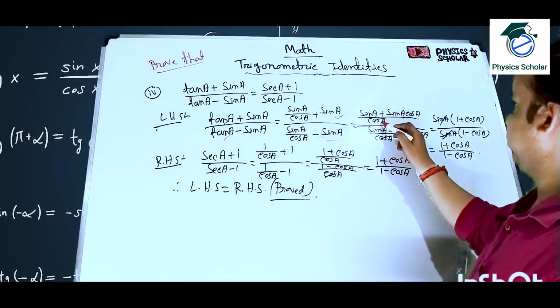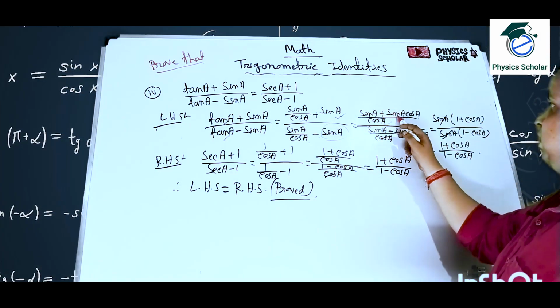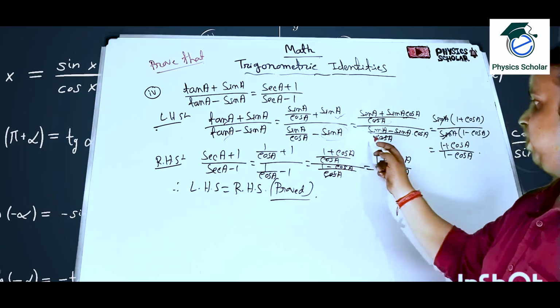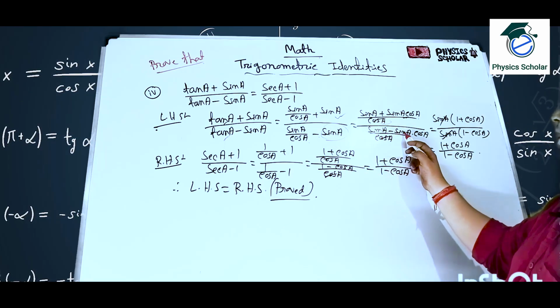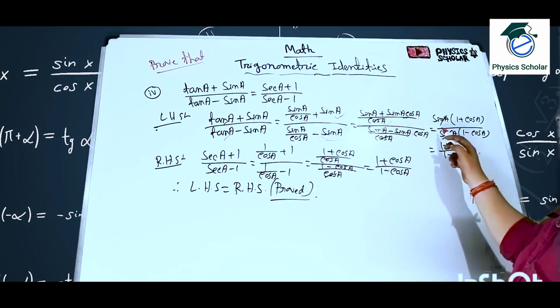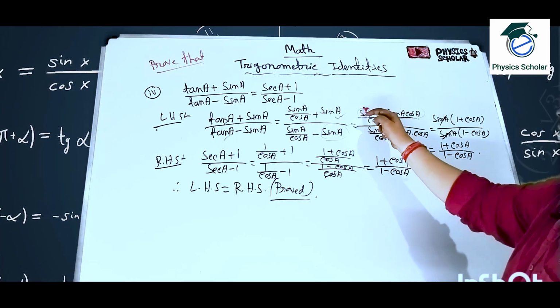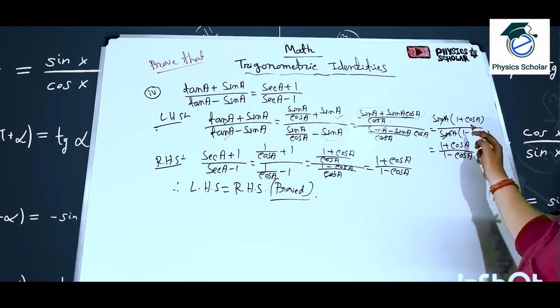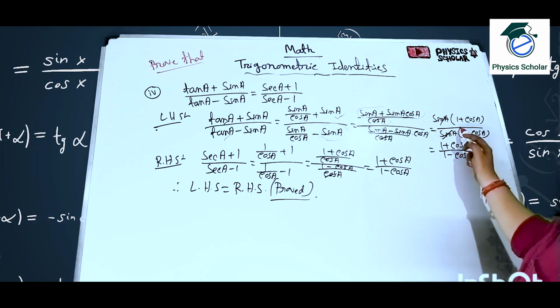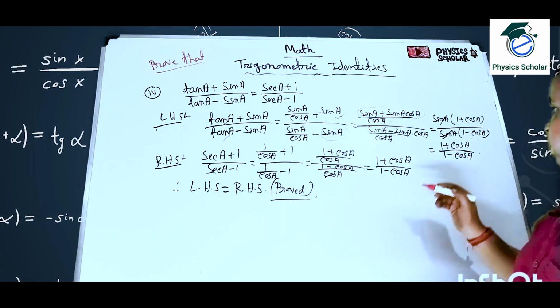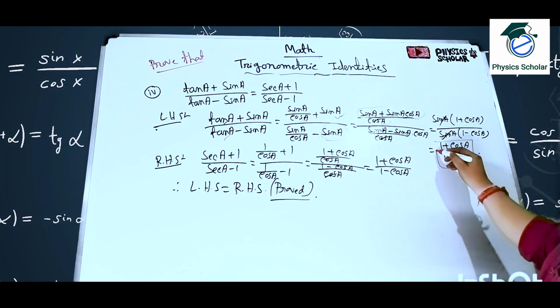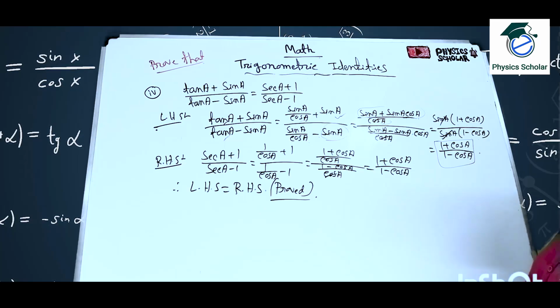Now from here cos A will be the LCM. So sin A plus sin A cos A divided by cos A. From here cos A will be the LCM. So sin A minus sin A into cos A. So cos A will be cancelled. So from here again we are taking sin A common. So that means sin A into 1 plus cos A divided by sin A into 1 minus cos A. Sin A will be cancelled. So what is coming? 1 plus cos A divided by 1 minus cos A.